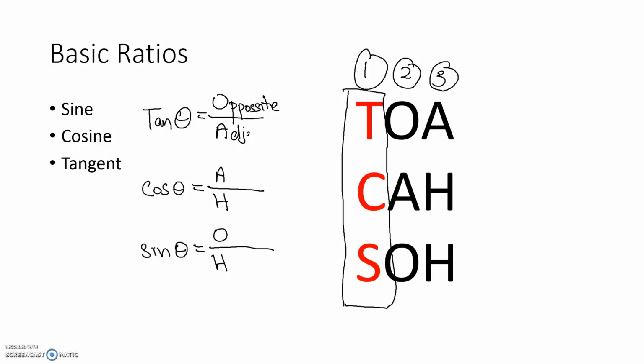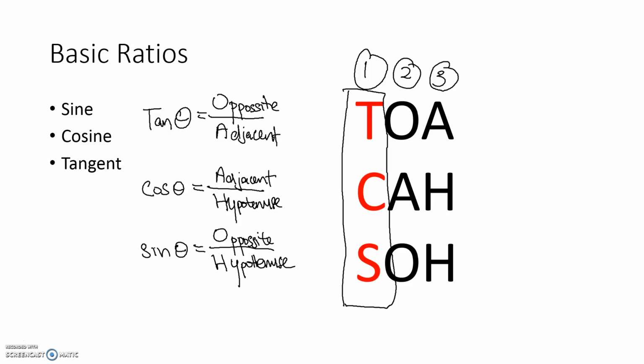A adjacent, okay, and A is adjacent. H is for hypotenuse, and O opposite again, and H is hypotenuse. Okay, so if you can see, these are the ratios that we have found out. Tangent theta equals opposite over adjacent, cosine theta adjacent over hypotenuse, sine theta opposite over hypotenuse.